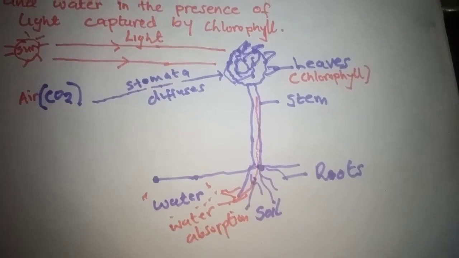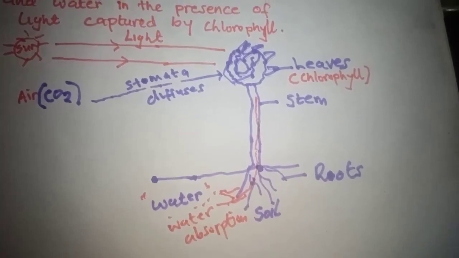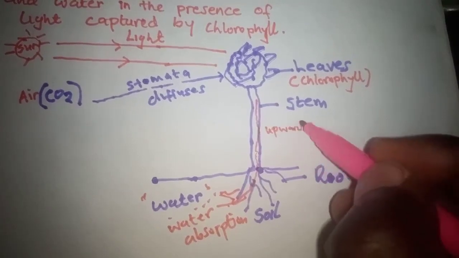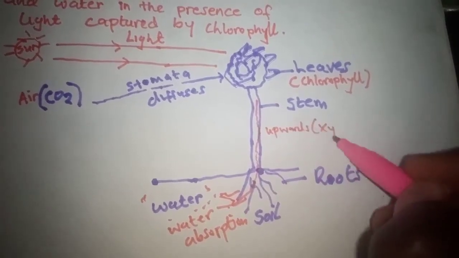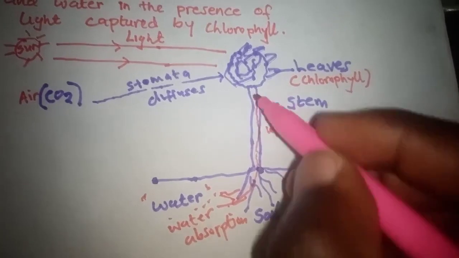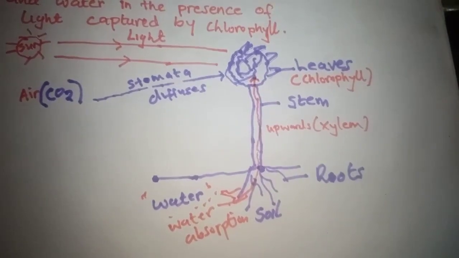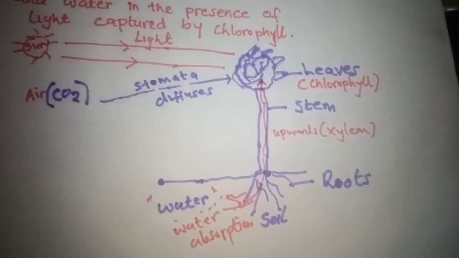Okay, water absorption. Then the water moves upwards through the xylem, and then it gets into the leaves. Okay, so the requirements for photosynthesis are complete at this point.